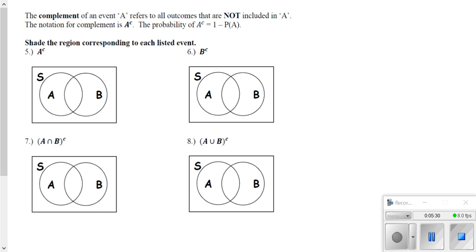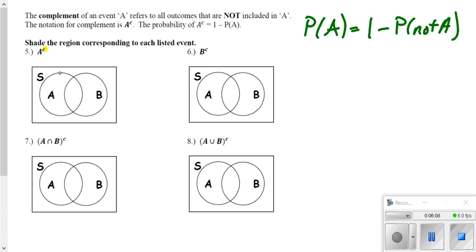So the complement refers to the opposite. We talked about this in one of the earlier videos this week about how you could find the probability of A by taking the opposite, right? Find the probability of not being A and then subtract that from 1, or from 100% if it's in percents. The little notation that you sometimes see for that is this tiny little C. So this first question, question 5 on my sheet, says shade the region corresponding to the complement of A.